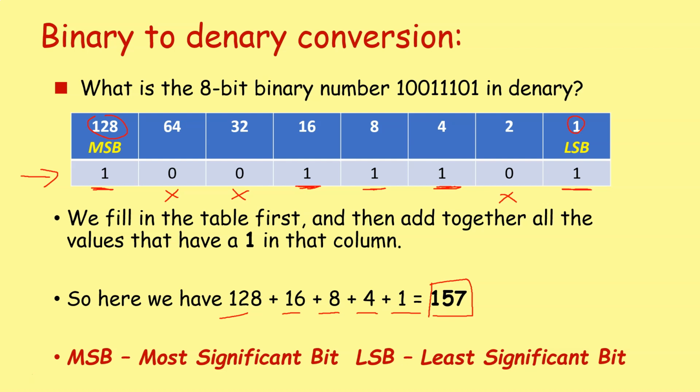A little bit of vocabulary note. We've got the MSB, or most significant bit, and that is the value furthest to the left. That has the highest value. And we have the LSB, or least significant bit, and that is the value furthest to the right, and that is the smallest value. So sometimes you will see references to MSB and LSB, and that just means most significant bit and least significant bit.